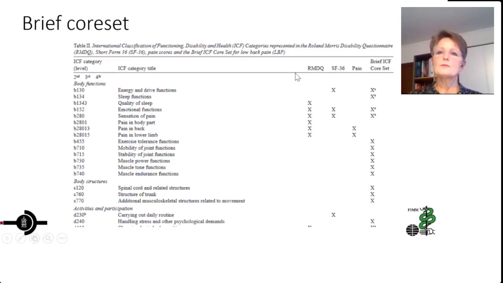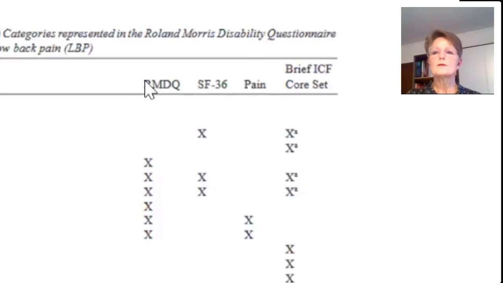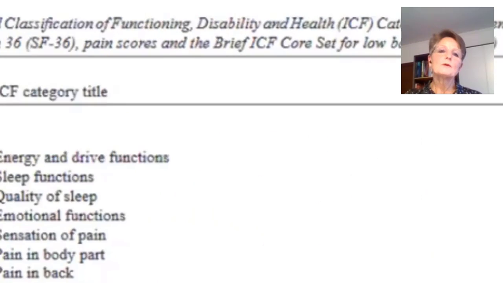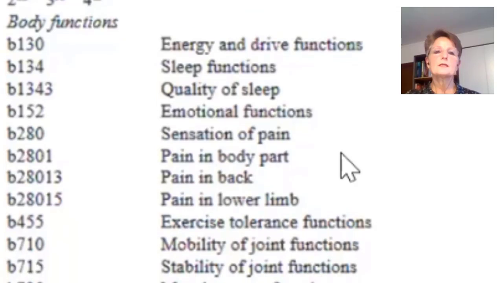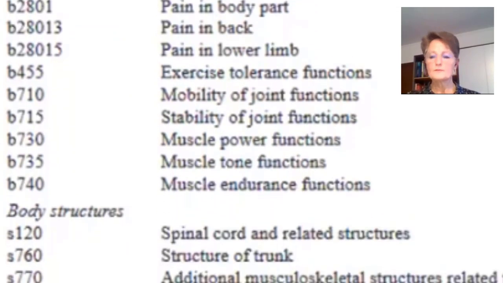The ICF group has proposed a core set, and it's defined as the brief core set and a comprehensive core set. We wanted to look into whether the Rowland-Morris or the SF-36, also used in musculoskeletal medicine, the questions in those questionnaires, are they included in the ICF or vice versa?